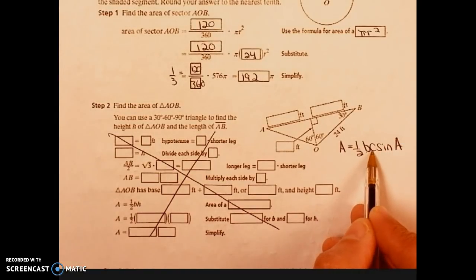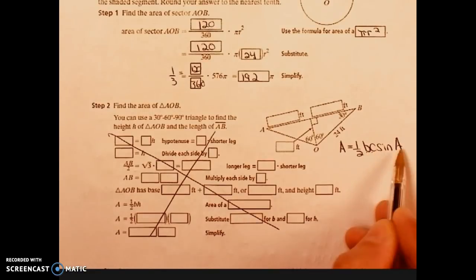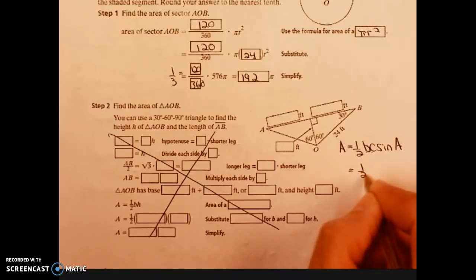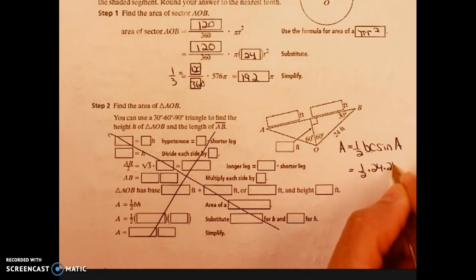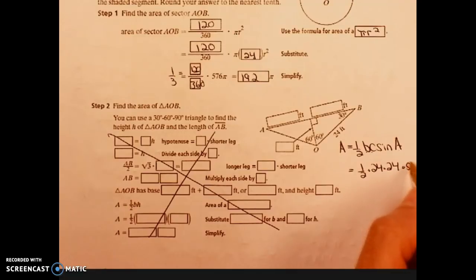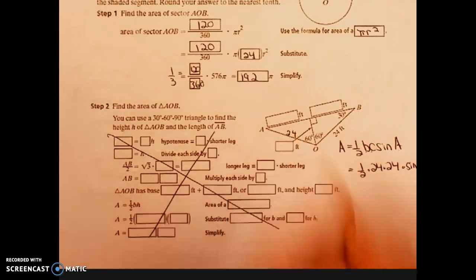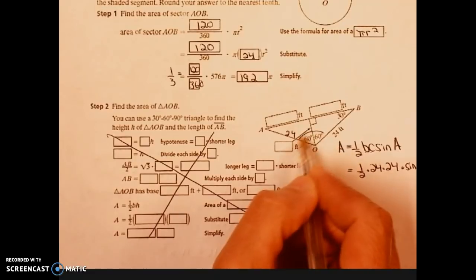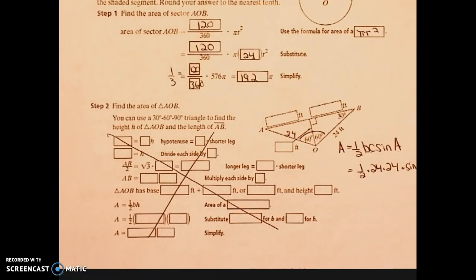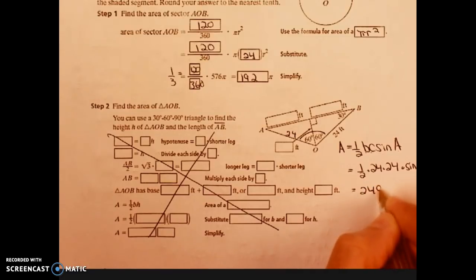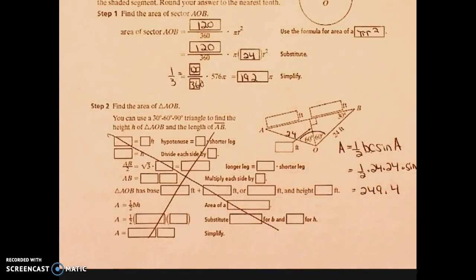Notice these are lowercase. They're talking about the sides of the triangle, and big A is talking about the angle itself. So if you take a look at this triangle, we have 1/2 of 24 times 24 times the sine of 120 degrees. Again, I'm focusing in on this triangle. If this is 24, the other radius is 24, and the angle I'm looking for is in here. I'm going to plug that directly into my calculator, and I come up with 249.4 for the area of the triangle.